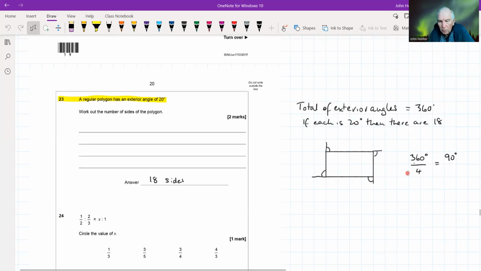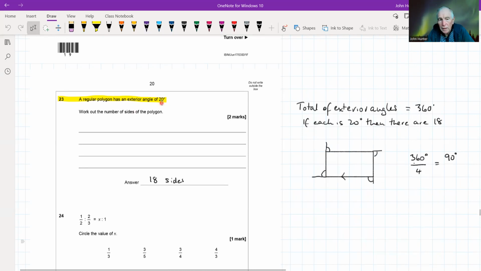Why is that? I don't know. Imagine you're driving a car along here, and then you turn through 90 degrees, you turn again through 90 degrees, you turn again through 90 degrees, and you turn again through 90 degrees. So you've gone through a total of 360, and that will be true regardless of how many sides the polygon has got. But here we know that the exterior angle is 20 degrees. So how many 20s can we get into 360? Well, we're going to get 18. So the polygon must have 18 sides.